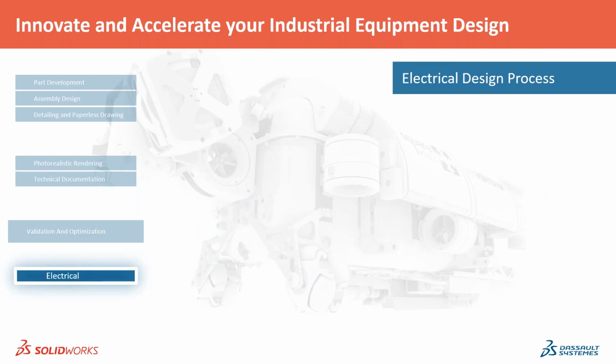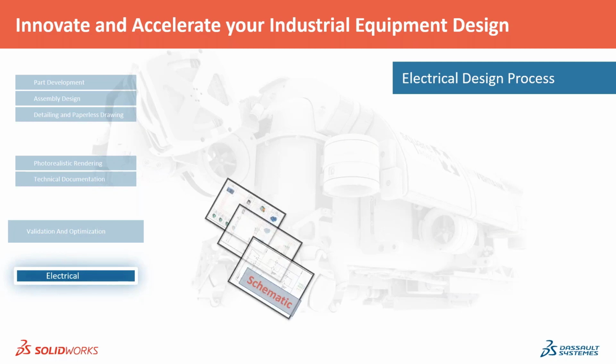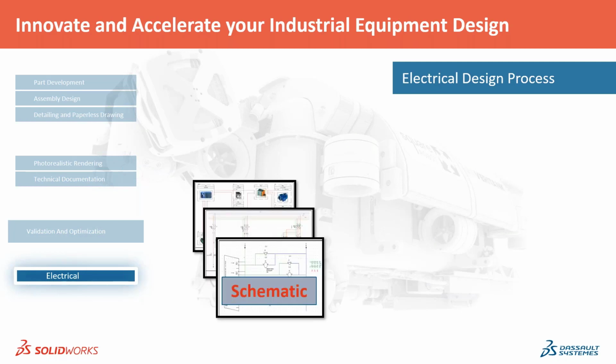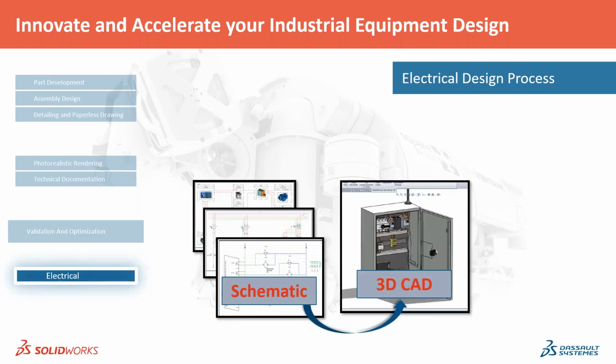So we'll see what is the typical electrical process any industry follows. First is the schematic, that is, the electrical designer initially starts from scratch with the schematics. Once the schematic is done, the next process is to integrate with the 3D mechanical CAD, where the cabinets will all be designed by the mechanical designer.